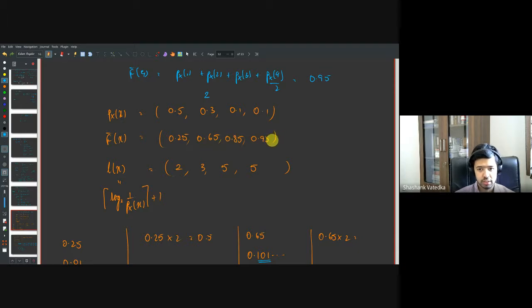I did not have to construct the rest of the code words. I didn't have to compute any of these. I didn't have to compute any of these. Do you agree?